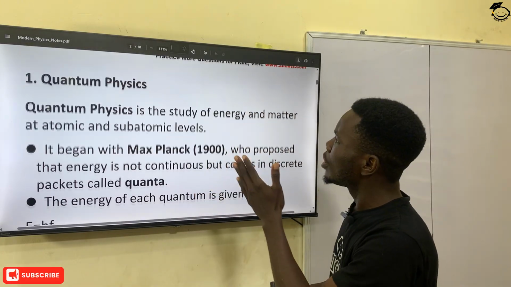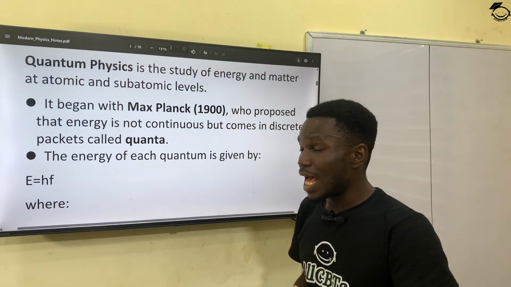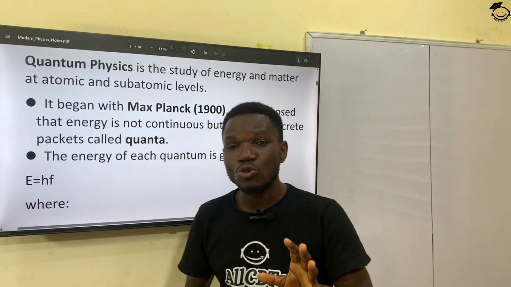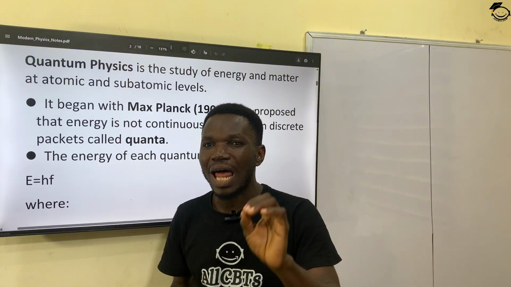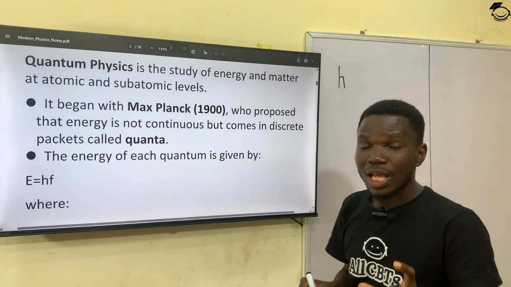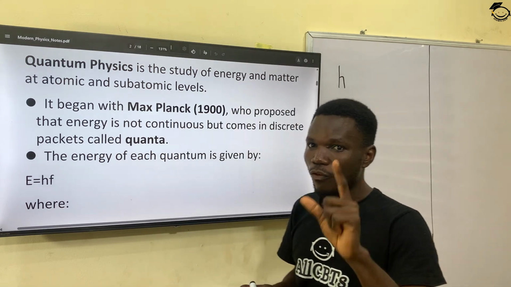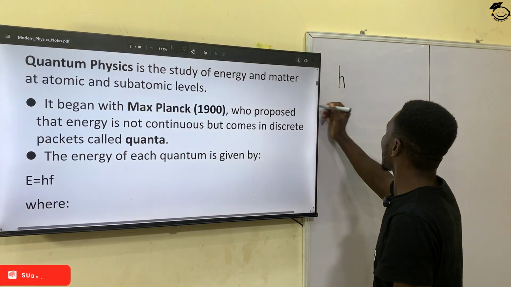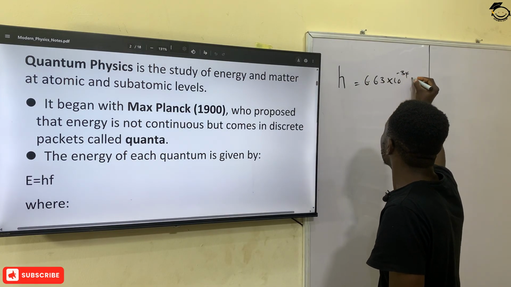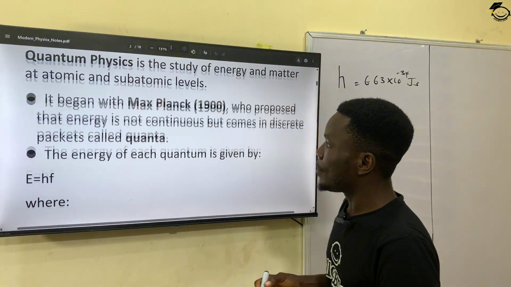This aspect of physics was introduced by Max Planck in 1900. Under this topic, we're going to be making use of a particular constant we call the Planck constant, and we always denote it with h. It has a value of 6.63 times 10 raised to the power minus 34 joule seconds. We call it Planck's constant, named after Max Planck.